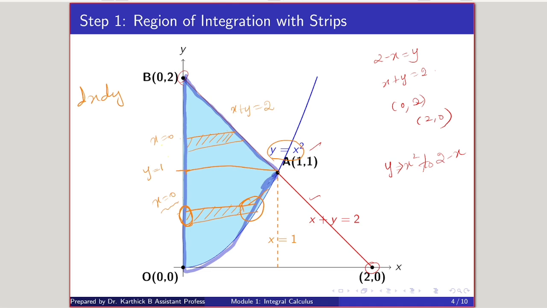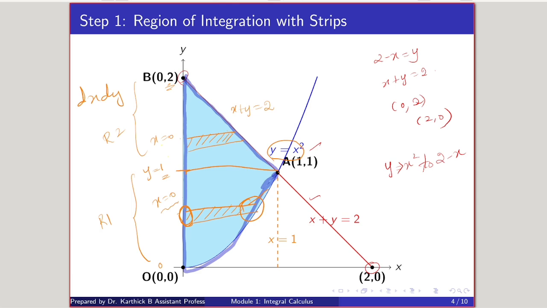Therefore, the value of y splits the given region into two, from 0 to 1 and from 1 to 2. So 0 to 1 is region R1, and 1 to 2 is another region R2. So this point (1, 1) will split the given region into two, so we may evaluate it separately. So we will get two limits.